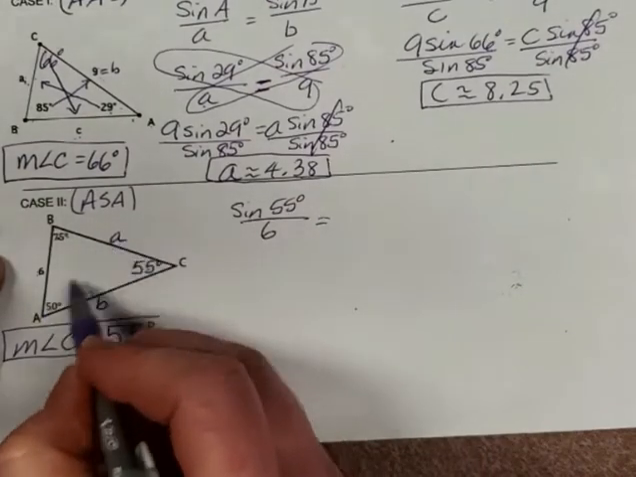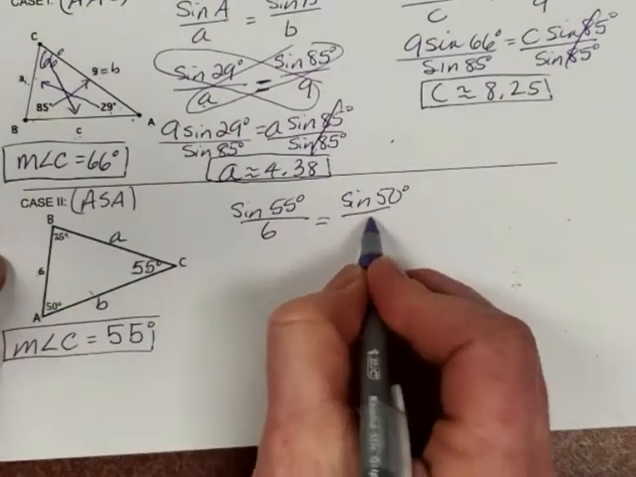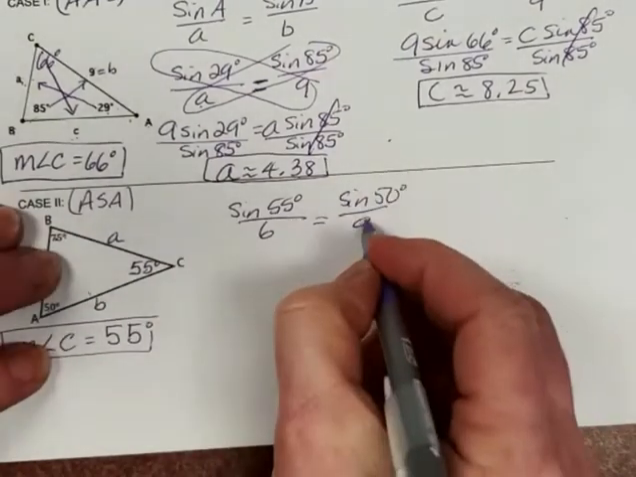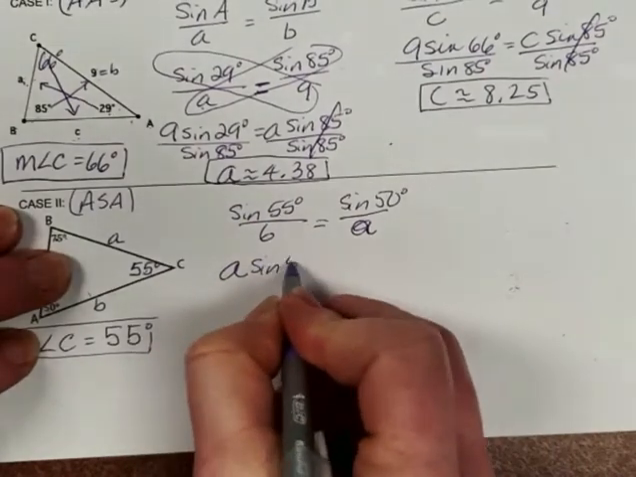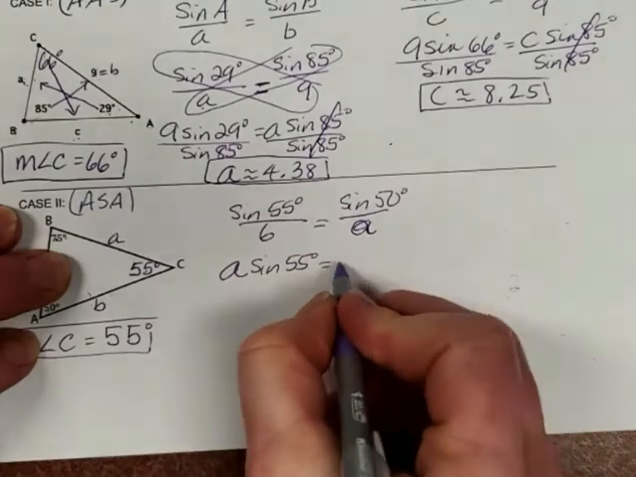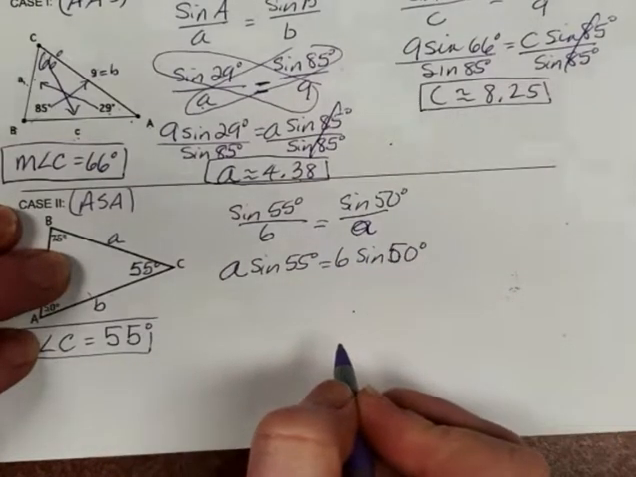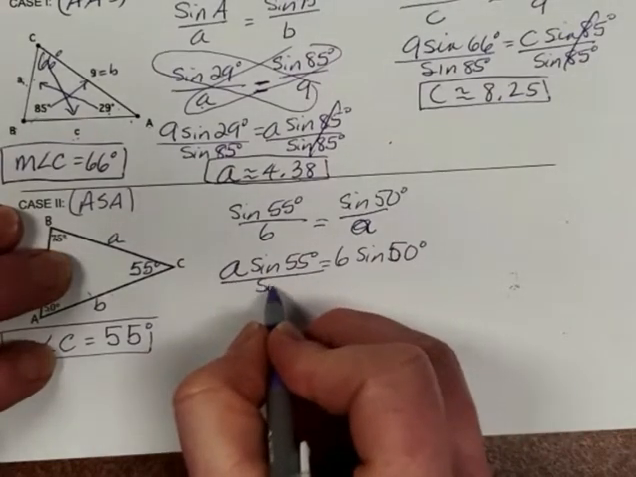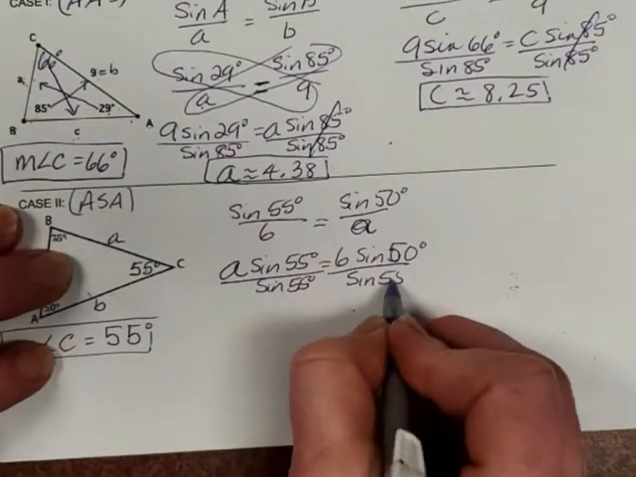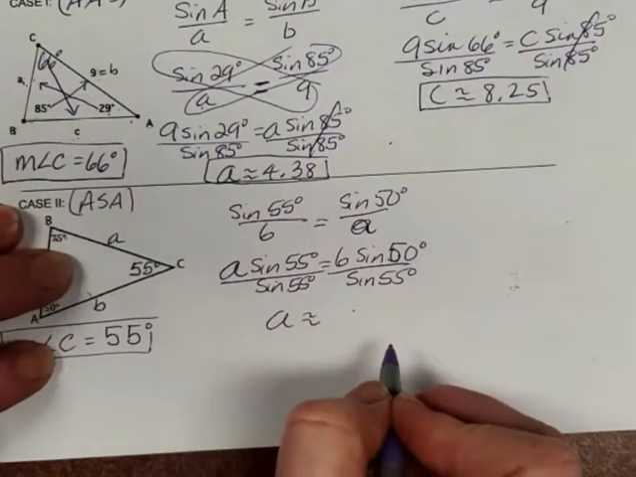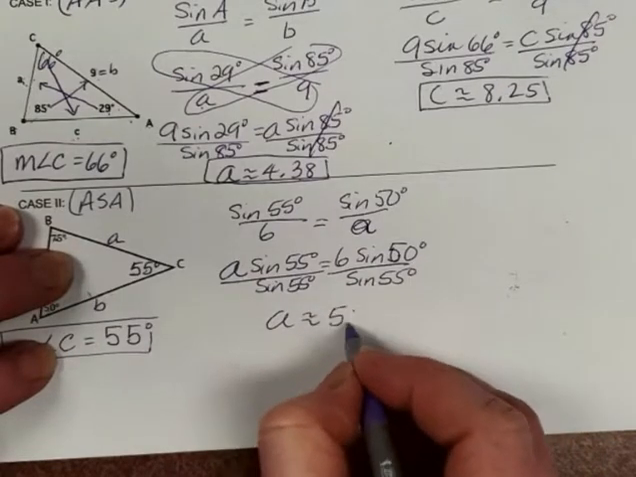Let's solve for a first, as sine of 50 degrees is to side length a. And that's an a, not a 9. So a times the sine of 55 degrees is going to equal 6 times the sine of 50 degrees. Oops, 50 degrees. And to solve for a, just divide each side by whatever the sine of 55 degrees is. And you can put that right into the calculator. I'm not going to do it with you because you know how to do that, but that'll give you a is about 5.76.